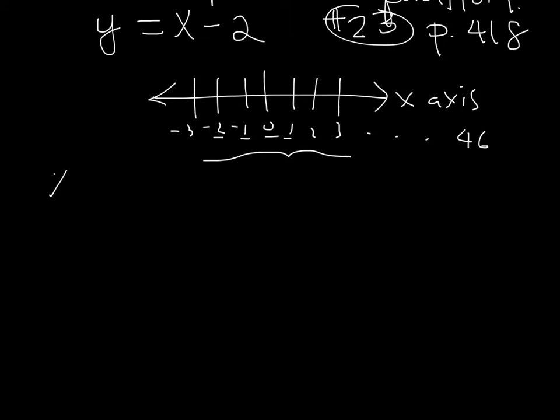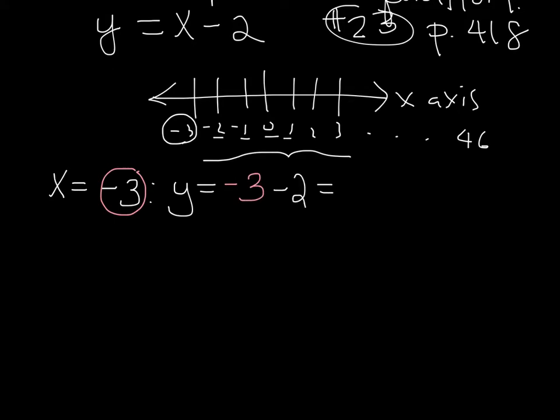Well, if x is, let's see, I'll pick -3. I'll start with this guy. If x is -3, then I get y equals, I'm substituting this -3 for x, minus 2. And what do I get? I get -5. So what is the point that I found? Well, I found -3, and let me just switch colors, and my output was -5.